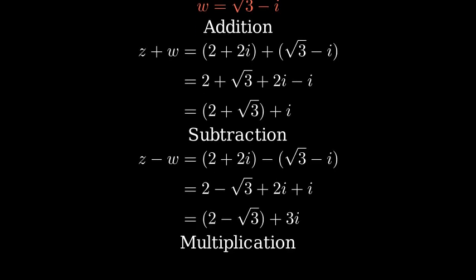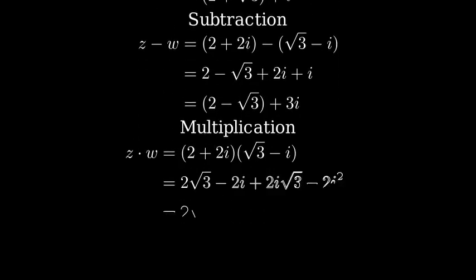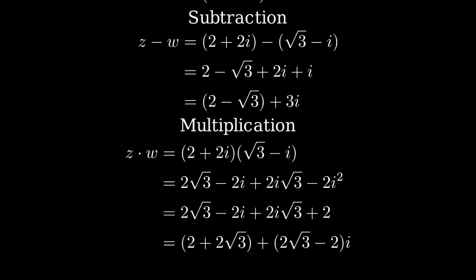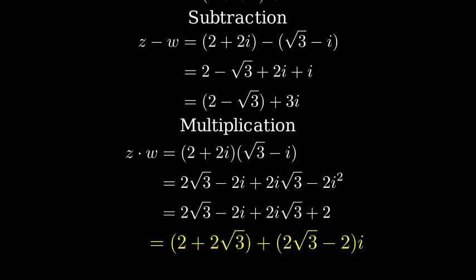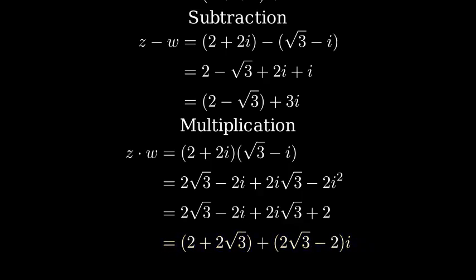Multiplication is more involved. We use the distributive property, and remember that i squared equals negative 1. Let's multiply term by term. 2 times square root of 3 gives us 2 root 3. 2 times negative i gives us negative 2i. 2i times square root of 3 gives us 2i root 3. And 2i times negative i gives us negative 2i squared, which is positive 2. Combining like terms, we get 2 plus 2 root 3 plus i times the quantity 2 root 3 minus 2.